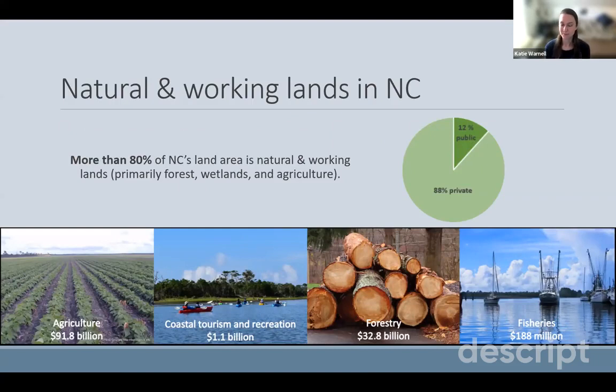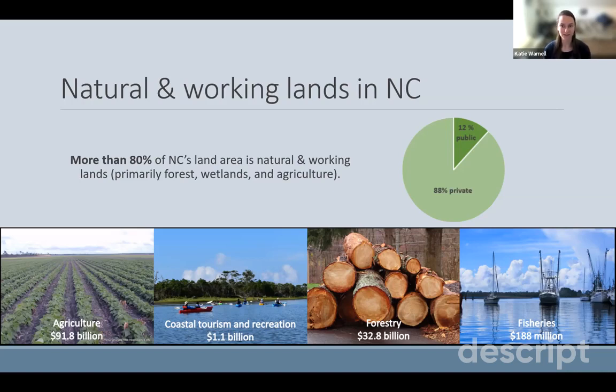So as some of you might be familiar, we have a lot of natural and working lands in North Carolina, which we're defining pretty broadly as any forest land, wetlands, agricultural lands as well, and then also our coastal areas. So more than 80% of our land area in North Carolina is natural and working lands. It's mostly privately owned. And as you can see on the bottom here, our natural and working lands really contribute a lot to our economy, and they really also provide some of the unique character for North Carolina, particularly when you think of the coastal region and the mountain regions where people come to recreate and to visit.